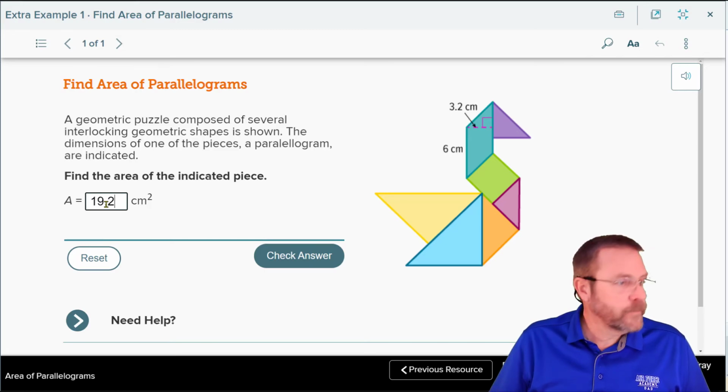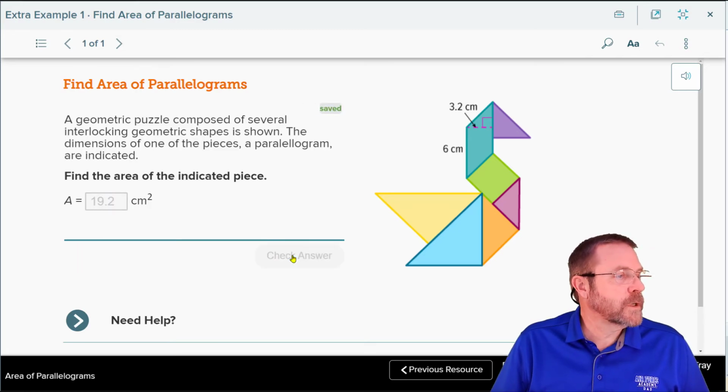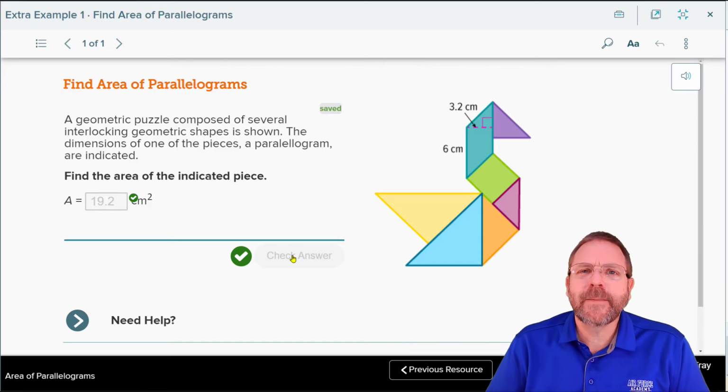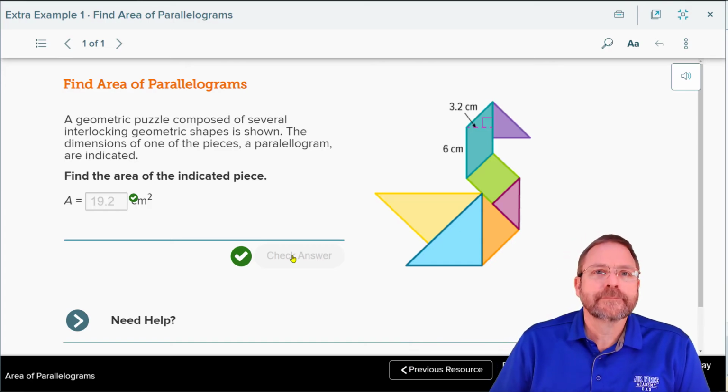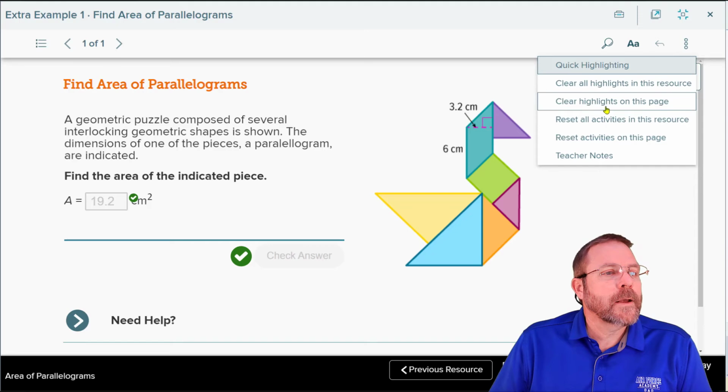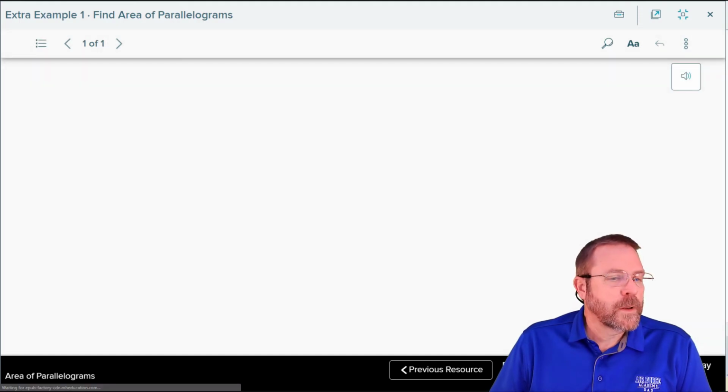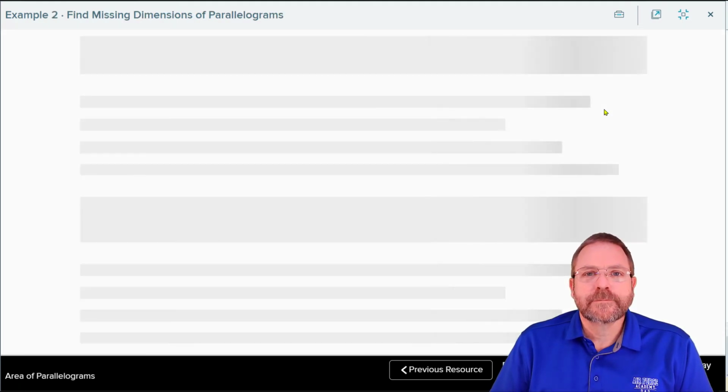Come in right here, type our answer, and check. And it's that easy. Anybody can do this stuff. Now we're going to clear that out, and we're going to move on to example number 2.